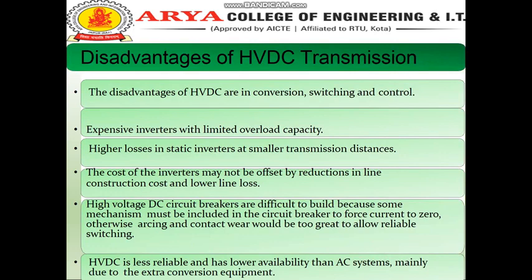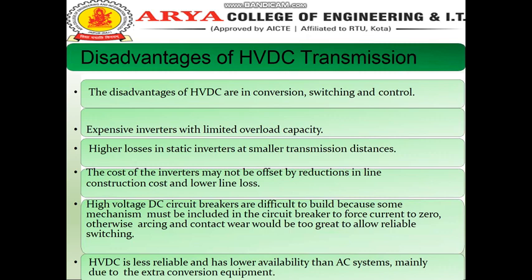Disadvantages of HVDC transmission. The disadvantages of HVDC are in conversion, switching and control: expensive inverters with limited overload capacity, and higher losses in static inverters at smaller transmission distances. The cost of inverters may not be offset by the reduction in line construction cost and power line loss.